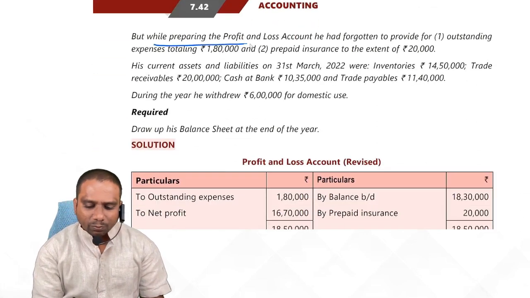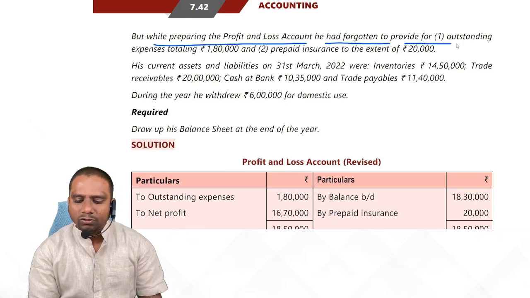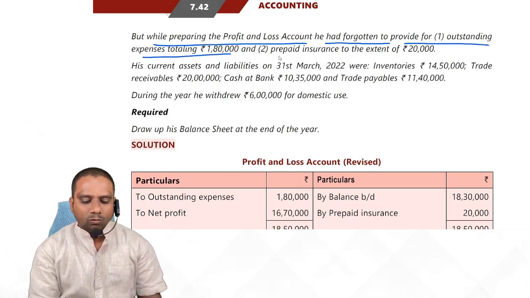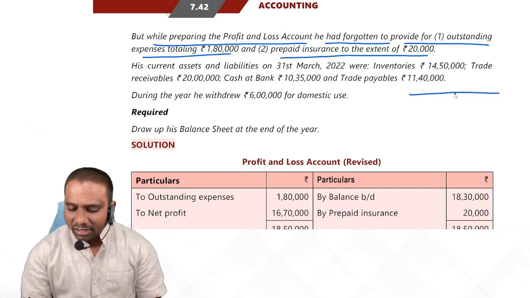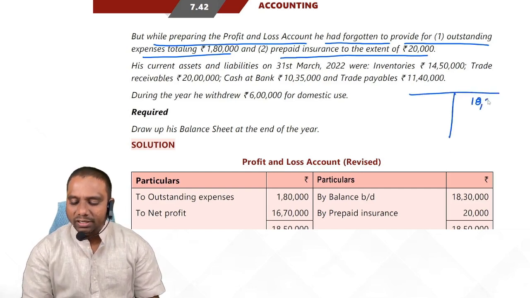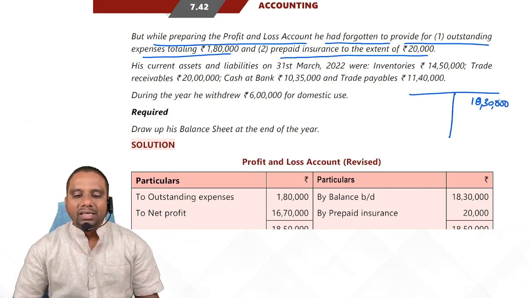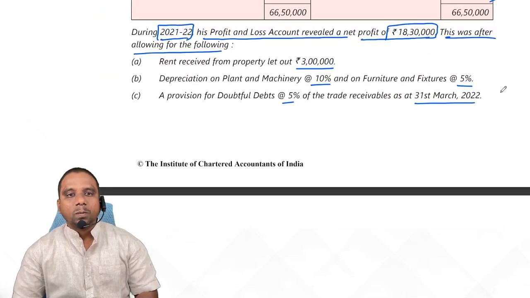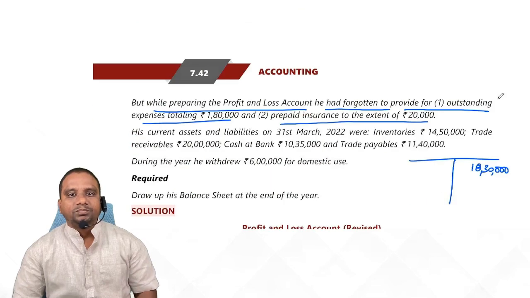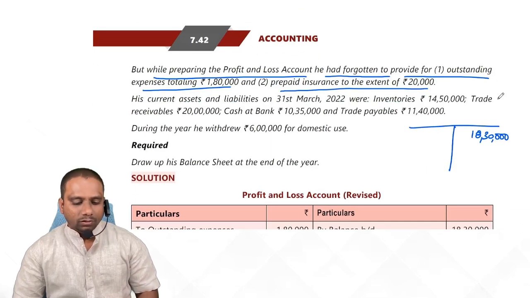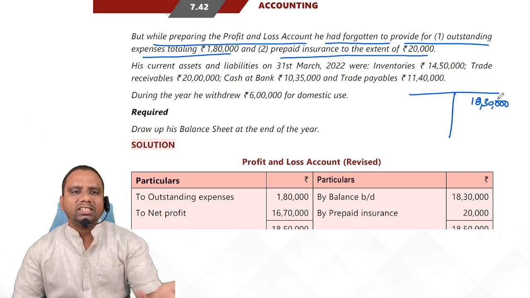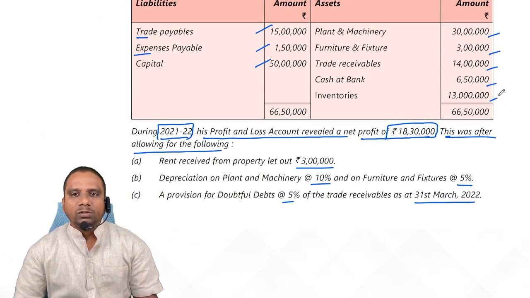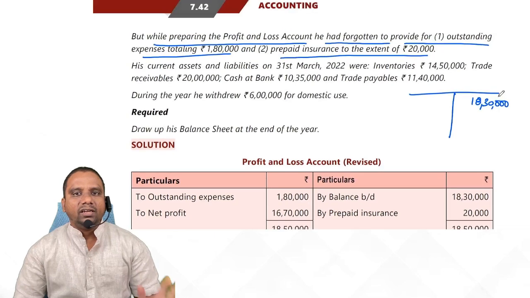But while preparing the profit and loss account, he had forgotten to provide for outstanding expenses of 1,80,000 and prepaid insurance of 20,000. Already they have calculated a profit of 18,30,000, but it is after considering the above items A, B, C. Before considering these things, what do we have to do? It is simple. Calculate the revised profit. Take 18,30,000.